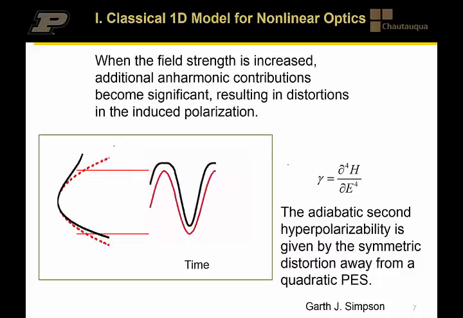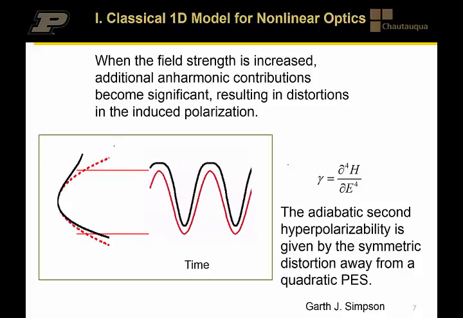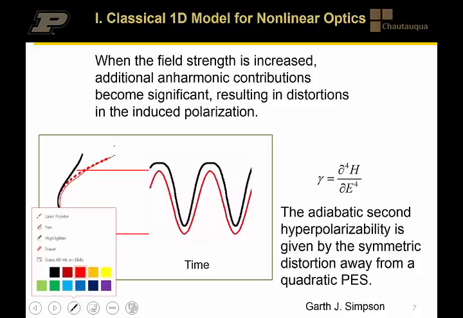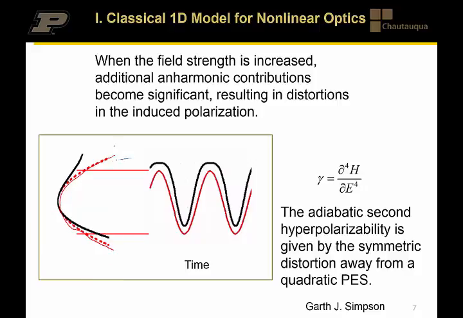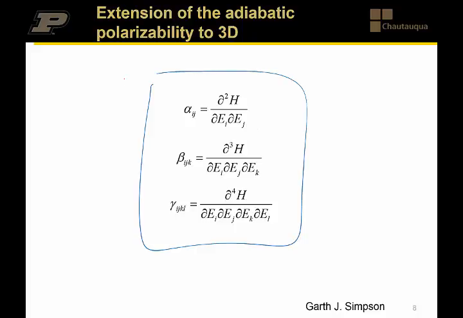So if we extend this idea to higher order effects, including third order nonlinear optical effects, for example, four-wave mixing or third harmonic generation, the key parameter there is the departure. If this is the harmonic potential energy surface, then the key aspect that results in higher order effects is the even departure from that parabolic surface. So there's a difference in the curvature as a function of this applied electric field that results in higher order contribution.